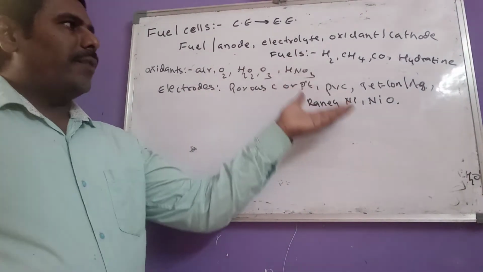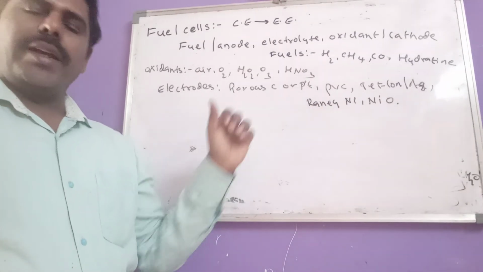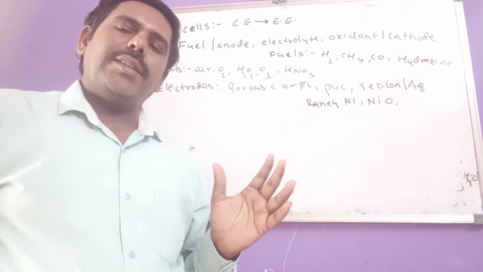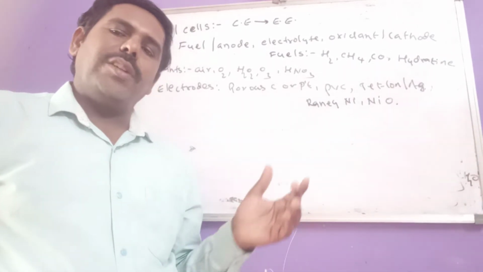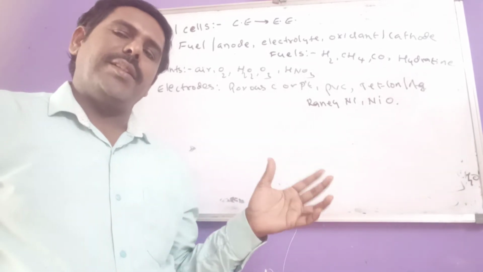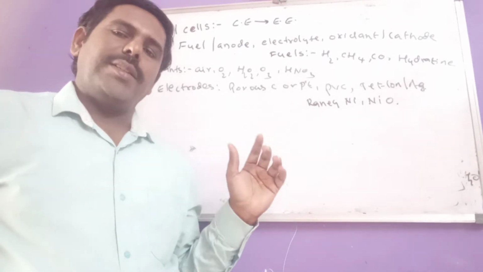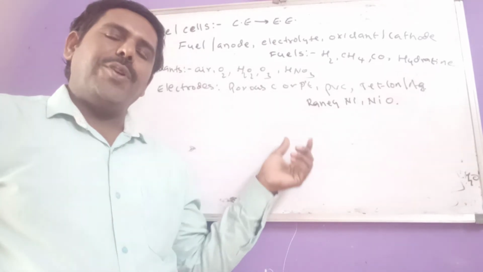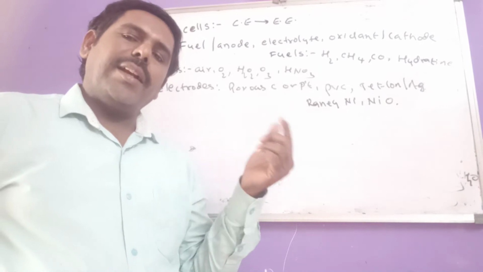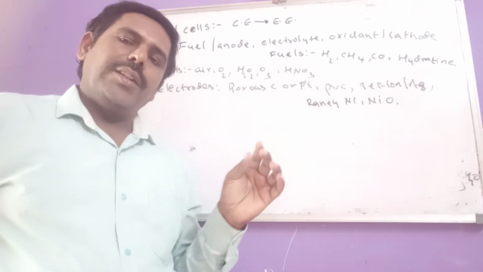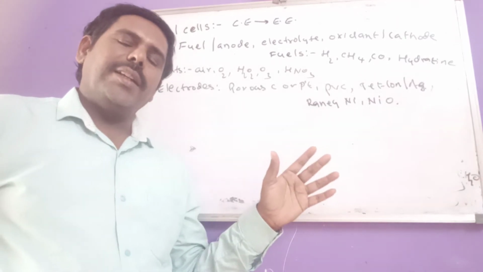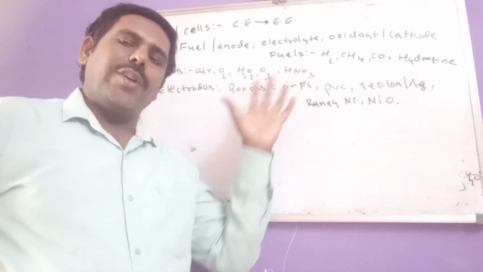So any one of these questions you may get. What are the fuels used in fuel cells? What are the oxidants used in fuel cells? What are the electrodes used in the fuel cells? Like that we can get the questions. And here in any fuel cell, the chemical energy directly converts into electrical energy. So approximately 70% efficiency is there in case of a fuel cell.